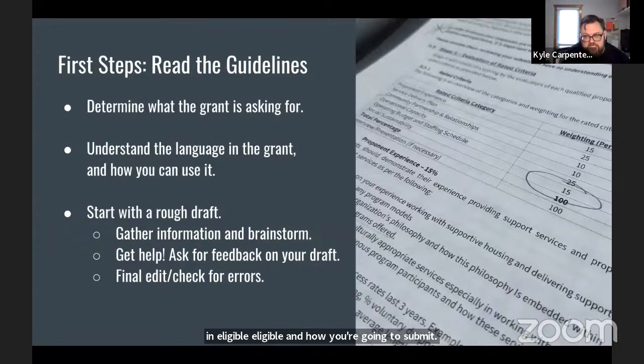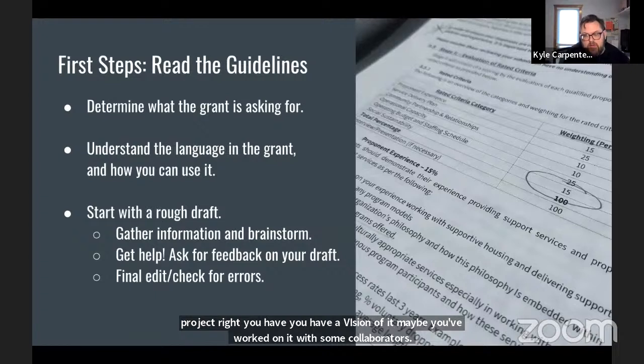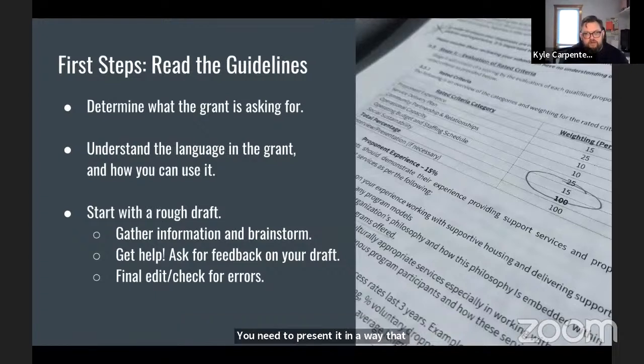But part of this process isn't just looking at those hard rules. It's about figuring out the funder. I tend to think of this process as, in some ways, a process of translation, where you're trying to put forth a project, right? You have a vision of it. Maybe you've worked on it with some collaborators. You need to present it in a way that makes sense to the funder and shows why it connects to what they want to see in the world.